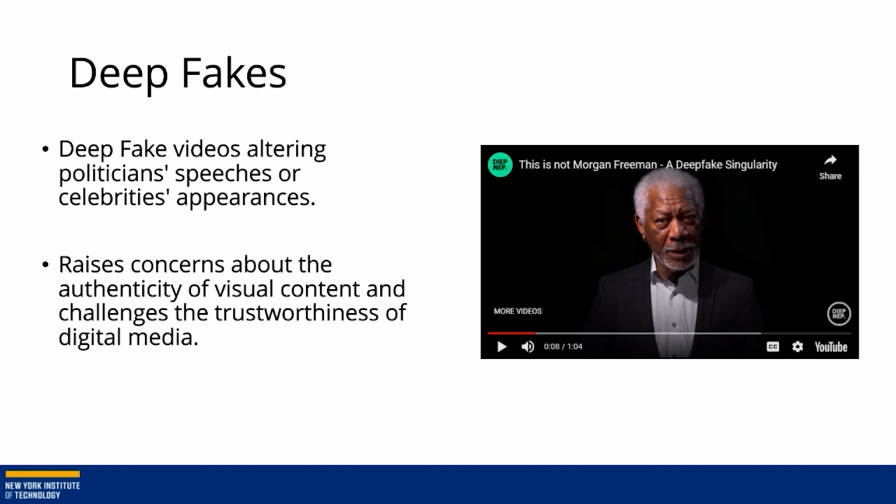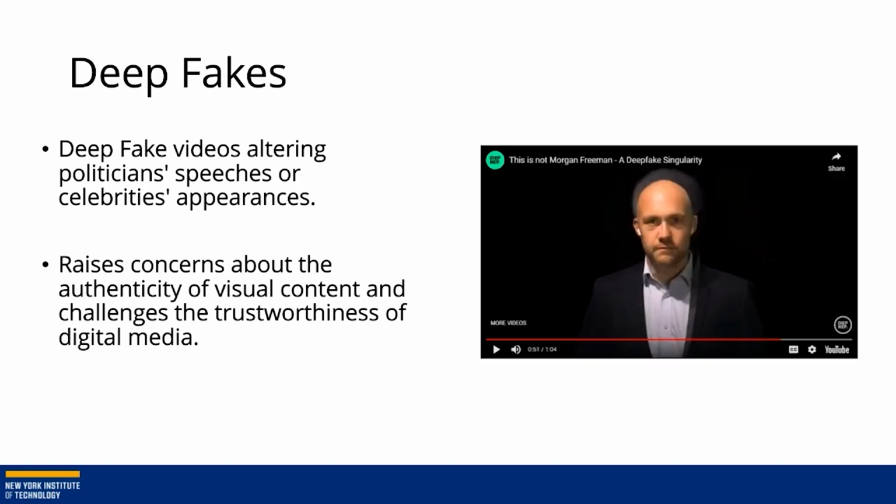What's really interesting is, as you can see on the right hand side of the video, this is not Morgan Freeman. It's a deepfake. This is a video that was created as an example of how people could deepfake celebrities into images as well as videos. What you can see is this looks like Morgan Freeman. However, this is the individual that's actually in the video, and they've just overlaid Morgan Freeman's face over his so that it looks like Morgan Freeman is saying what he is saying.